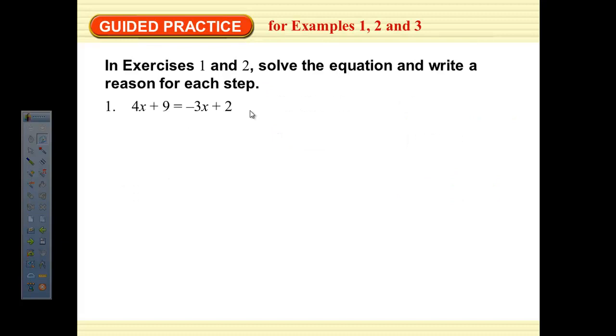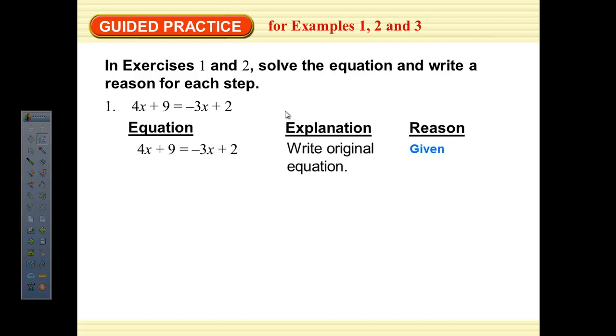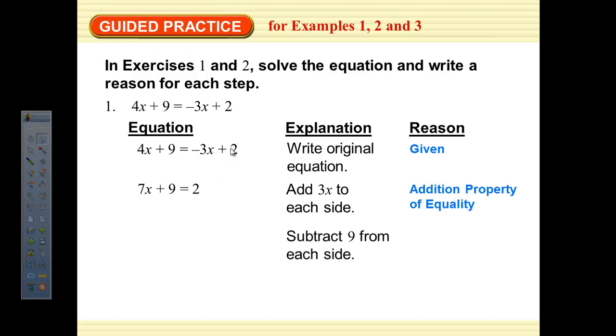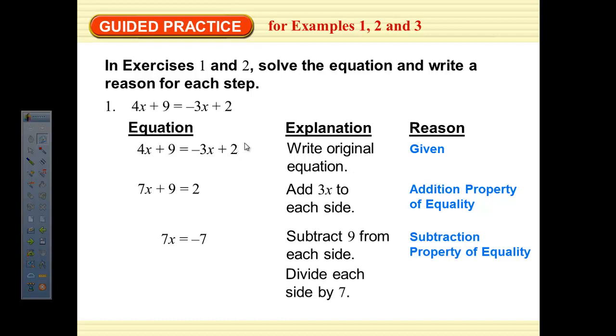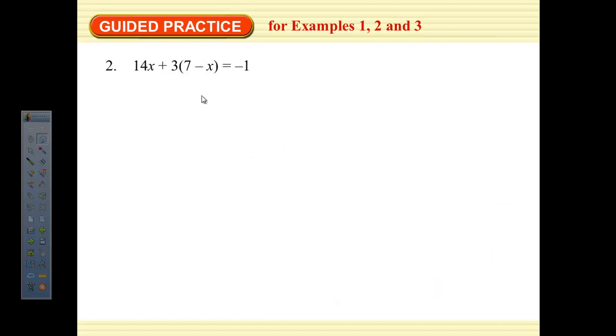Here's one more, I believe. We want to solve this equation and write a reason for each step. We start off, same old thing, write the equation. Our reason is it's given. We're going to add 3x to both sides. It's going to look like this. Our reason is the addition property. We're going to subtract 9 from both sides. If we do that, we end up with 7x equals negative 7, using the subtraction property for that step. And then we divide both sides by 7, and we get x equals negative 1. That's the division property.